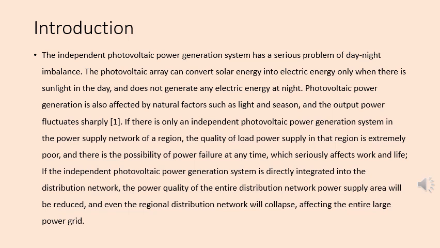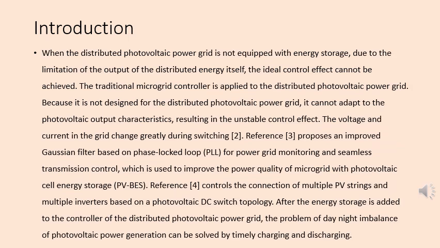If the independent photovoltaic power generation system is directly integrated into the distribution network, the power quality of the entire distribution network power supply area will be reduced, and even the regional distribution network will collapse, affecting the entire large power grid. When the distributed photovoltaic power grid is not equipped with energy storage, due to the limitation of the output of the distributed energy itself, the ideal control effect cannot be achieved. The traditional microgrid controller is applied to the distributed photovoltaic power grid, but because it is not designed for the distributed photovoltaic power grid, it cannot adapt to the photovoltaic output characteristics, resulting in an unstable control effect. The voltage and current in the grid change greatly during switching.